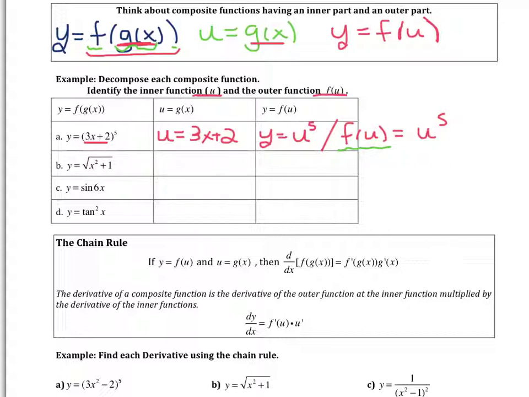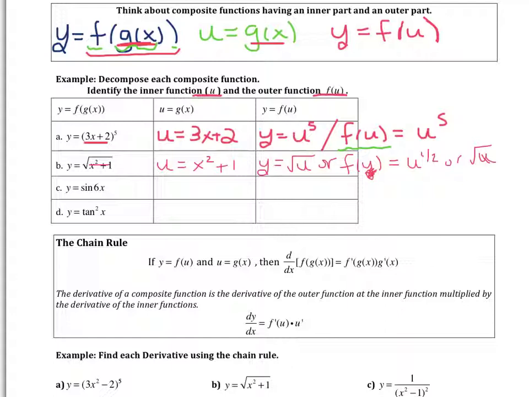Okay, now for the second one, we have y equals radical x squared plus 1. So we're going to set u equal to the inner function, which is x squared plus 1. And then the outer function, it's basically taking out x squared plus 1 and putting u in it. So you could write y equals square root of u. Or again, you can learn to start writing it f of u equals u to the 1/2 or radical u, either one.